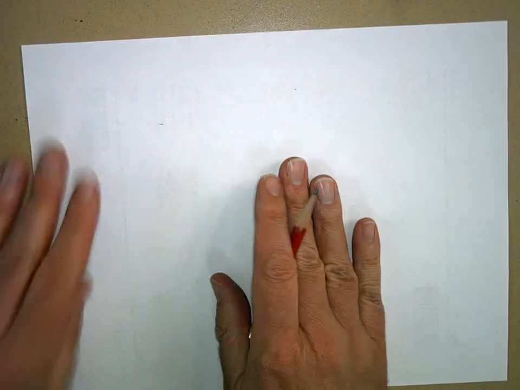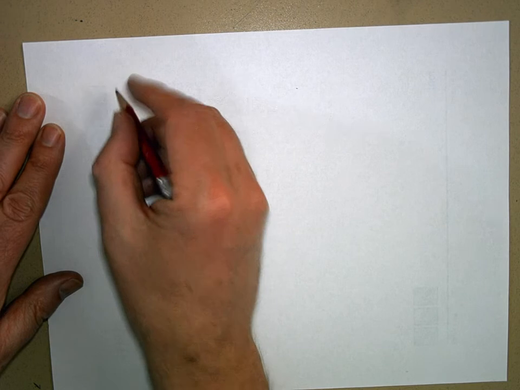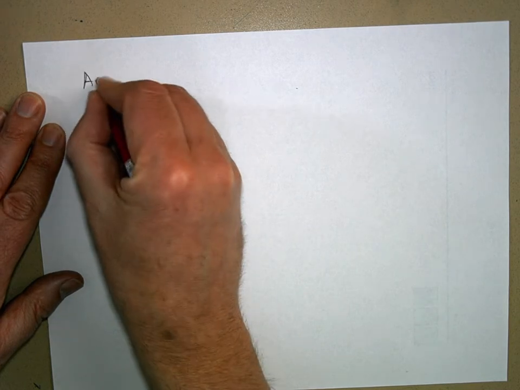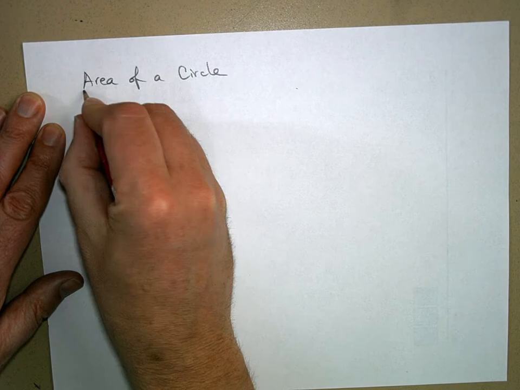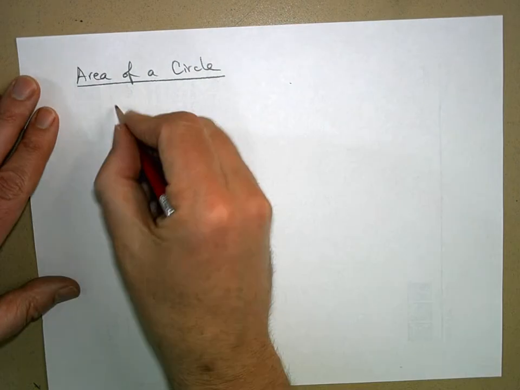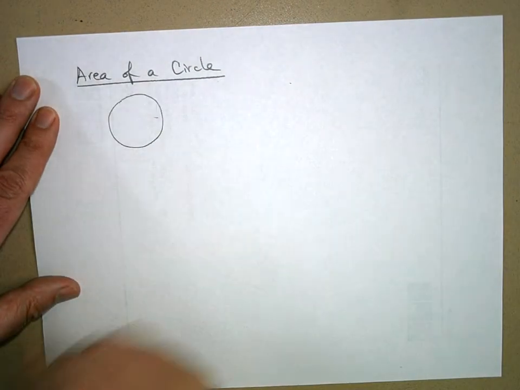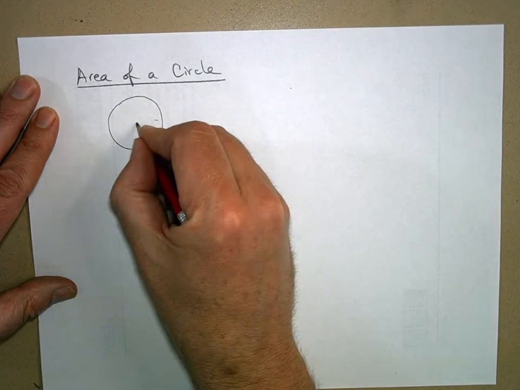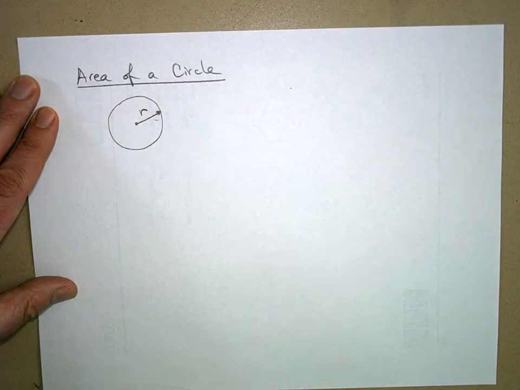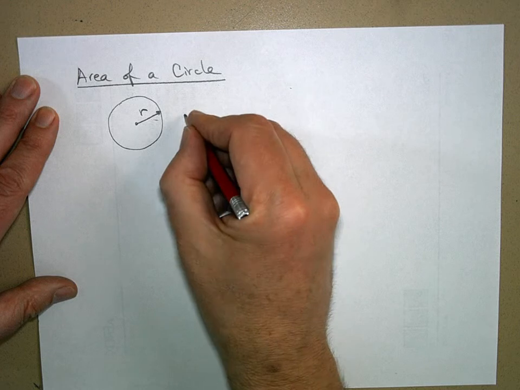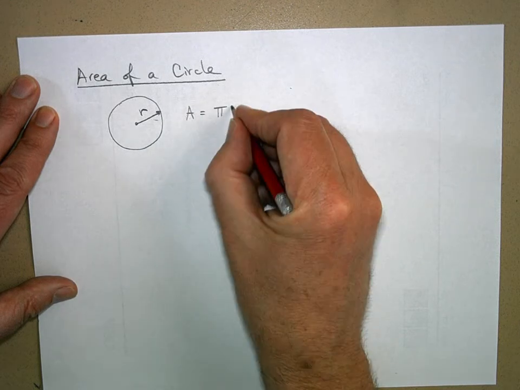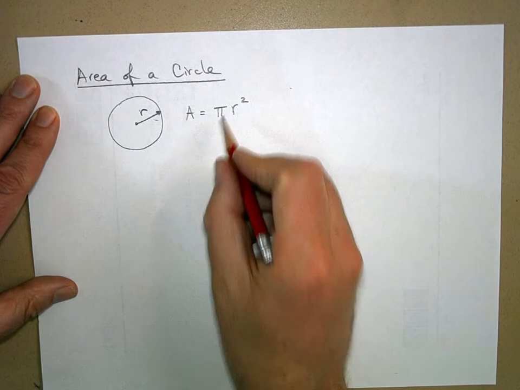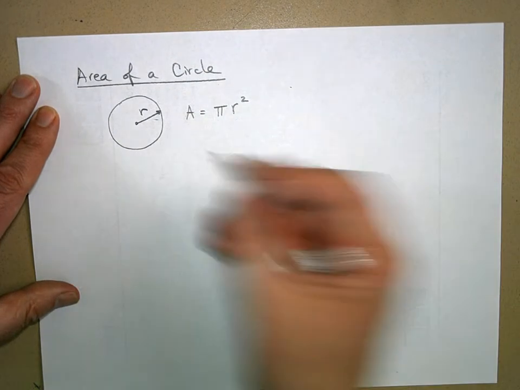Well, that's the area of a circle, right? So let's review what the area of a circle is. If you have, so area of a circle, well, here's a circle, and what if I know the radius of the circle? Well, the area is equal to pi times the radius squared, pi r squared.